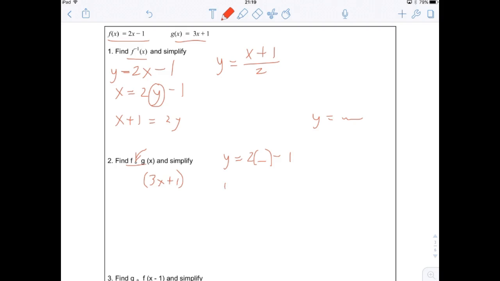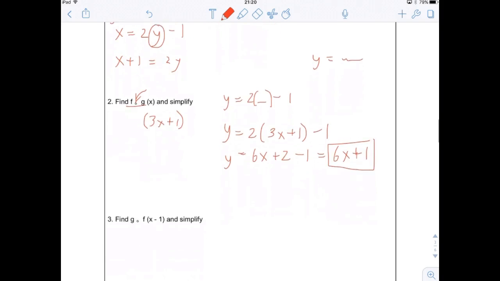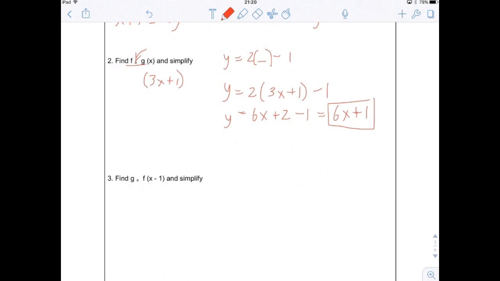So let's do that. We're going to say y equals 2, and then we're going to replace the parentheses with 3x plus 1, minus 1. Then we're going to multiply it out. 6x plus 2 minus 1 equals 6x plus 1. So that is our composite function, f follows g. First we do g, then we put it inside f, and then we simplify. All right. If you want to, you could write f follows g of x, and then write it's 6x plus 1.